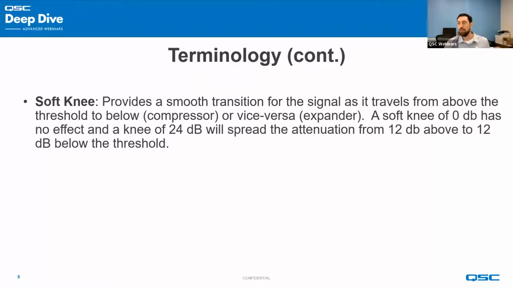of the threshold. A soft knee of 0 is essentially just a squared off, pretty standard knee, much like a limiter or a gate. A soft knee of 24 will spread that attenuation all above and below the threshold. So a soft knee of 24 will go from 12 dB below the threshold to 12 dB above the threshold. So it just curves that out based on the setting of the soft knee.